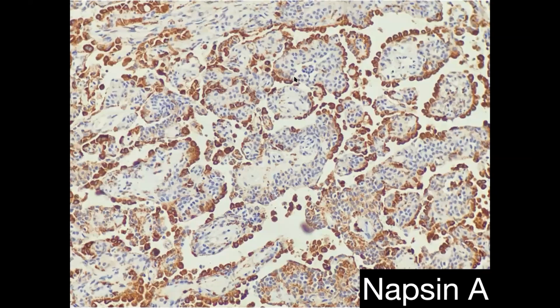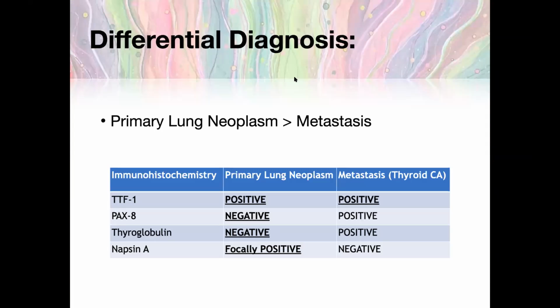Napsin A is found primarily in lung and kidney and has a cytoplasmic staining pattern. Napsin A is positive in lung adenocarcinoma versus squamous cell carcinoma, which is negative in tumor cells. It is superior to TTF1 in distinguishing primary lung adenocarcinoma from other carcinomas except the kidney. Napsin A in our specimen is positive, though only focally. Based on the staining pattern of the IHCs, a primary lung neoplasm over a metastatic process is favored. We have a positive TTF1, focally positive napsin A, and a negative Pax8 and thyroglobulin.